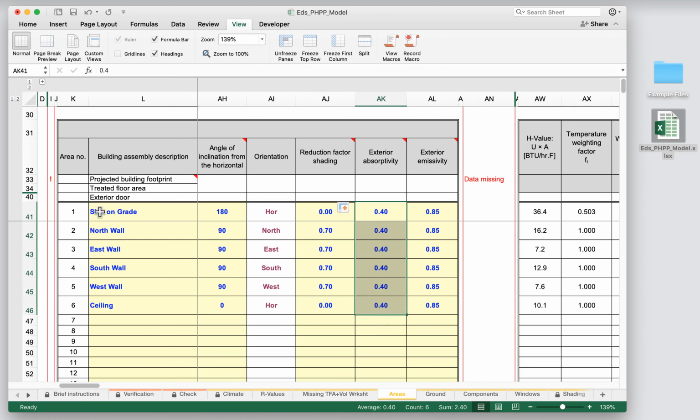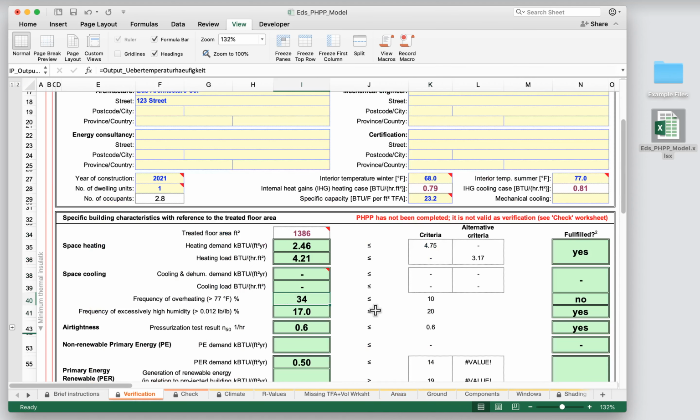I guess it doesn't matter. Setting the slab on grade doesn't matter. That's fully shaded, and setting the ceiling also doesn't matter. That's fully shaded as well. So these guys don't matter. We could set these to anything. So it's really just the walls here that matter. So let's say that we set those to 0.4 though. So let's set those to a brighter color, and then let's see if that did anything for our overheating.